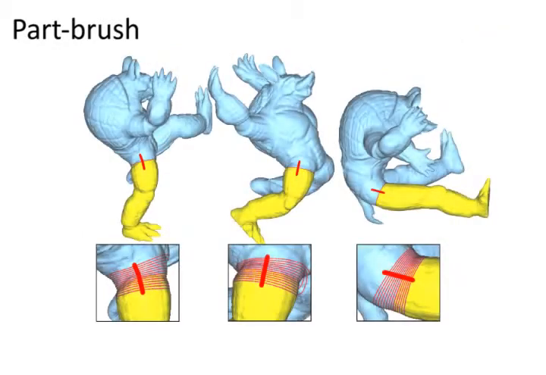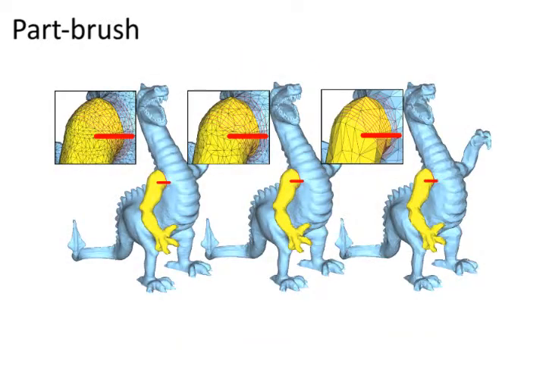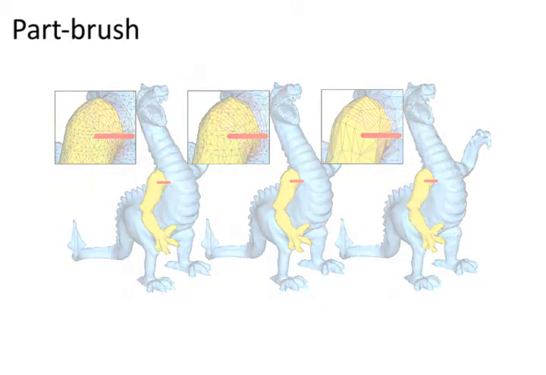Our part brush has several desirable properties thanks to the inherent smoothness of the harmonic field and our robust isoline selection scheme. Here the user draws similar strokes on the armadillo model in different poses, and our system returns similar cutting results for all of them. This image shows the results of segmenting the raptor model with different tessellations using the same stroke.